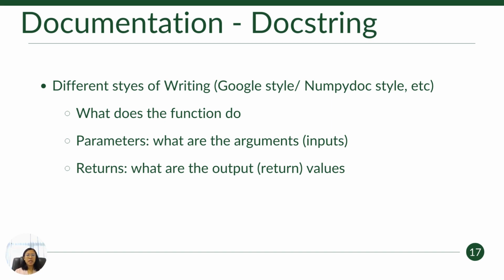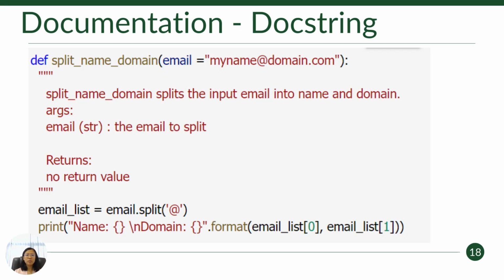Of course, you can add another one, which is exceptions, how to handle exceptions, which will be covered in the next lesson. Or special notes to users, where you want to give additional information about how to use your code. But the main thing is that you should provide these three pieces of information in your docstring. How do we write the docstring? Let's look at our function split name domain.